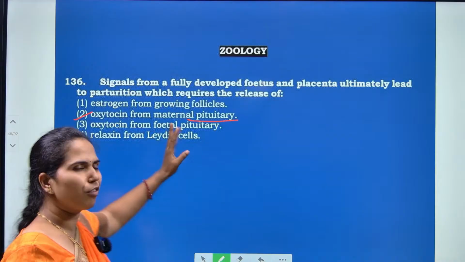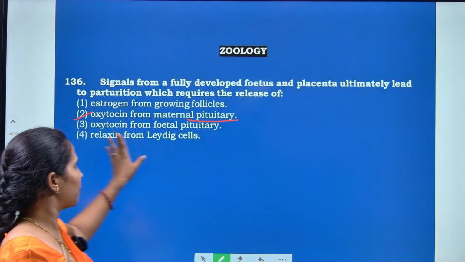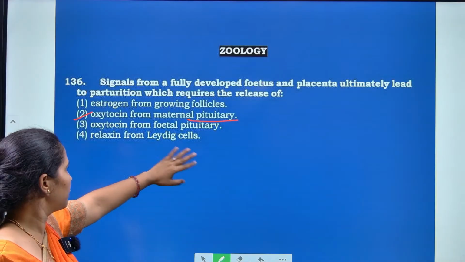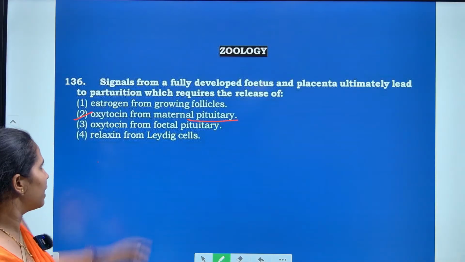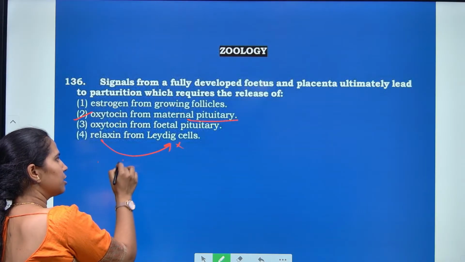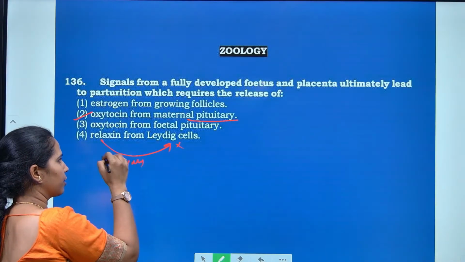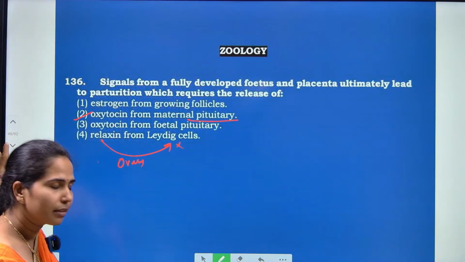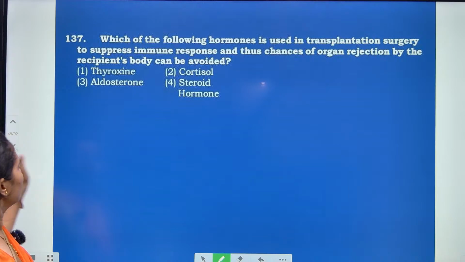Estrogen from the growing follicle, we don't require estrogen for parturition, or oxytocin from the fetal pituitary, or relaxin from the Leydig cell. Now this relaxin is not secreted by the Leydig cell, but by the ovary. So the right option is option 2, that is oxytocin from the maternal pituitary.